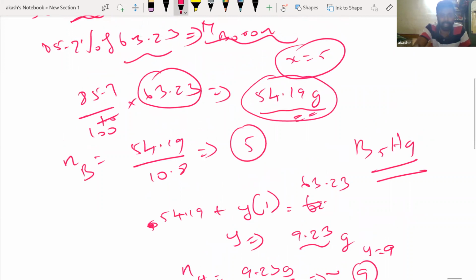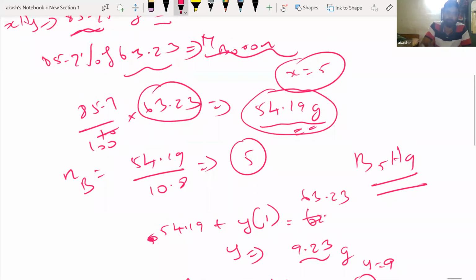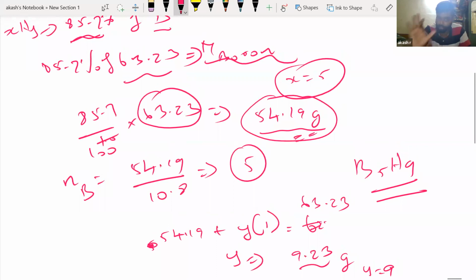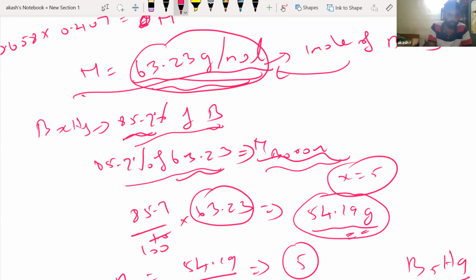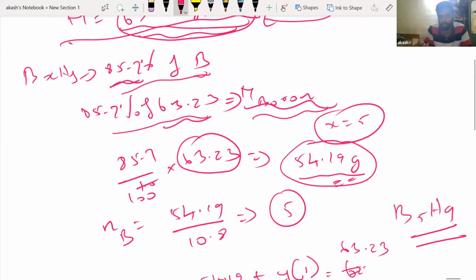This is very easy. Calculation of molecular mass from PV equals nRT is very easy. Once you do that, this means 1 mole of BxHy will have this much mass. Now they say that 85.7% of this compound is boron. So 85.7% of this weight should be equal to the mass of boron, and that we calculated to be 54.19.